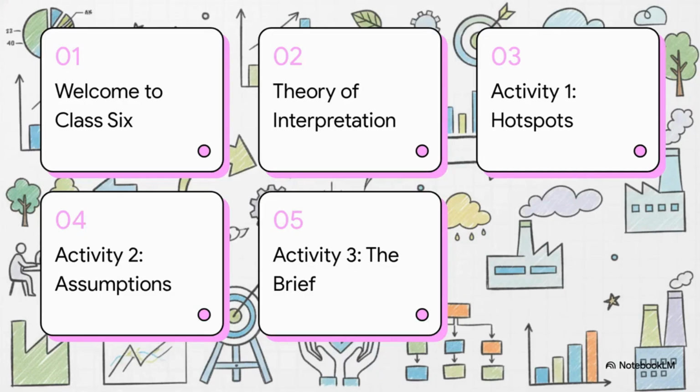Okay, let's dive into this. Here is our roadmap for getting from data to action today. First, a quick welcome. Second, we'll cover the theory of interpretation. Third, we've got Activity 1 on finding hotspots. Then Activity 2, testing assumptions. And finally, Activity 3, the brief.